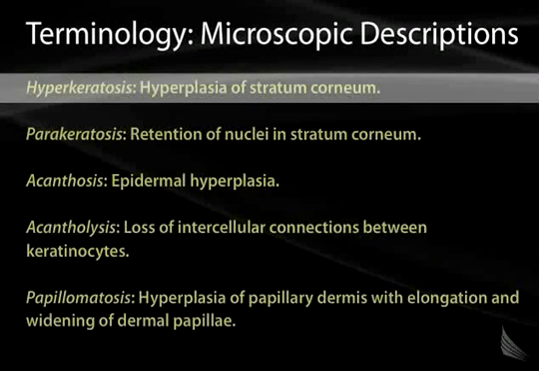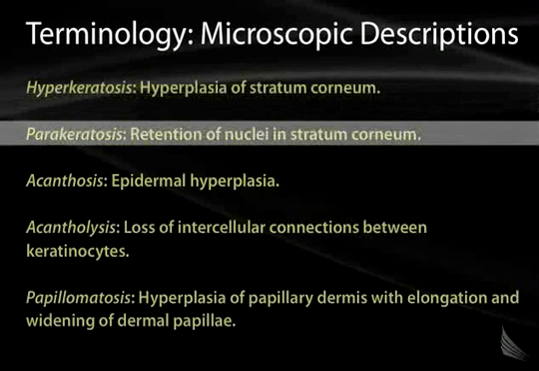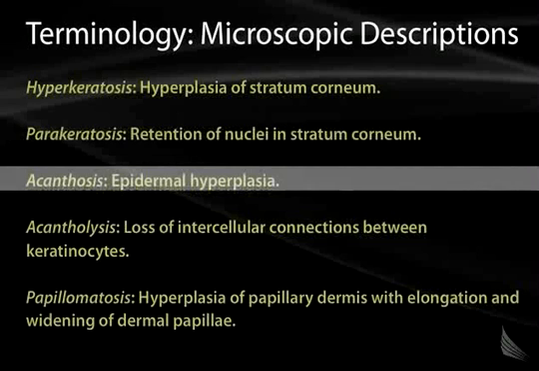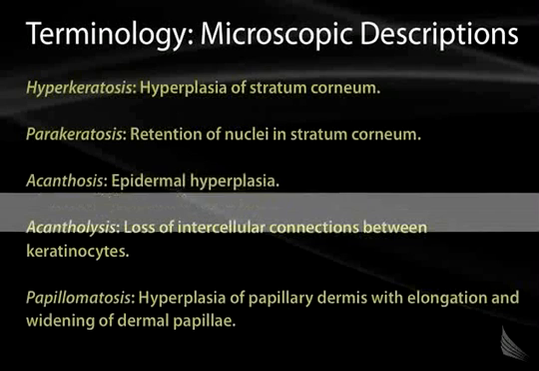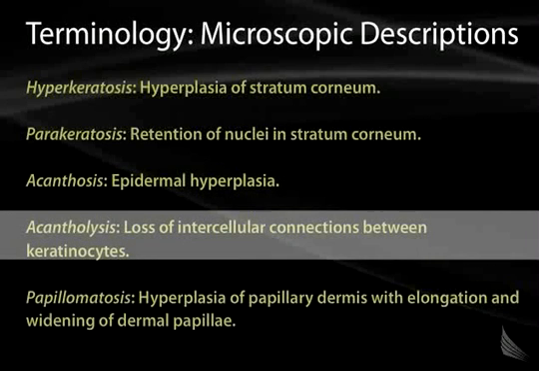Microscopic descriptors to be aware of include hyperkeratosis, which is an increased stratum corneum, orthokeratosis, which is an increased basket weave-like stratum corneum, parakeratosis, which is retention of nuclei into the stratum corneum, a layer that normally does not contain any nuclei, whereas acanthosis is hyperplasia of keratinocytes in the epidermis, leading to a thickening of the epidermis. Finally, acantholysis is loss of desmosomal connections between keratinocytes with rounding up of the cells.